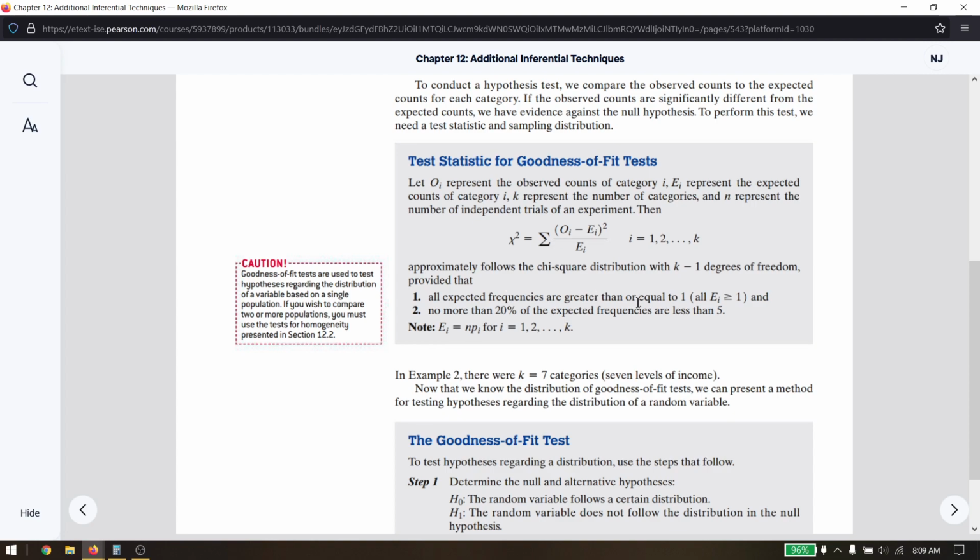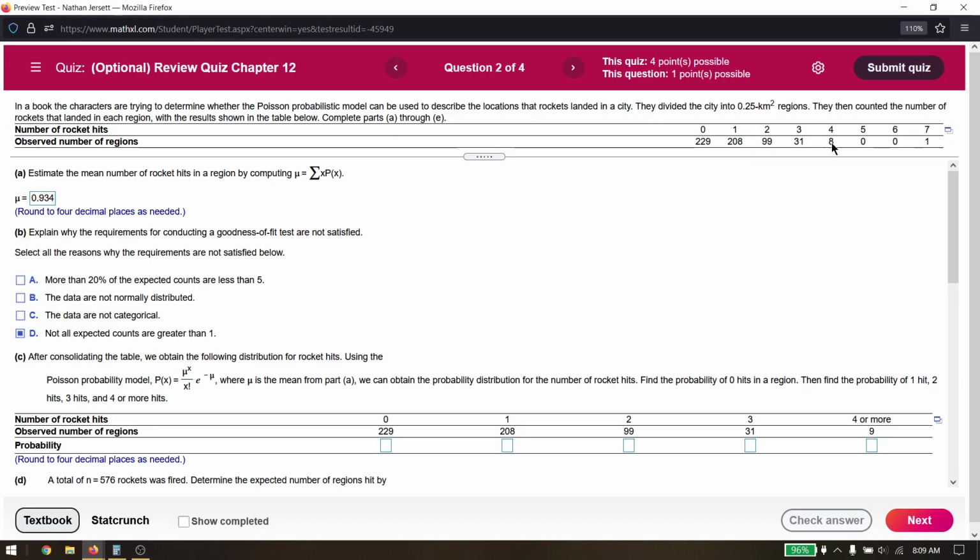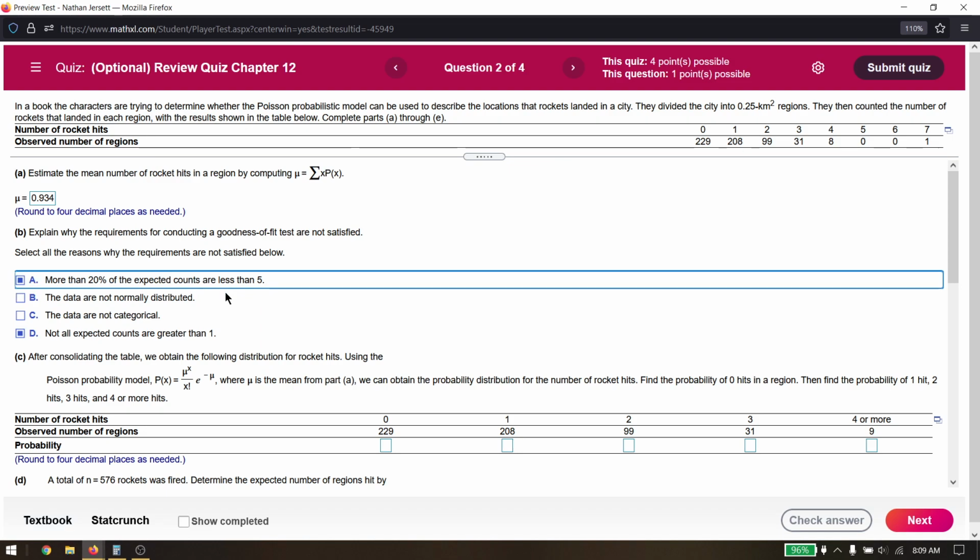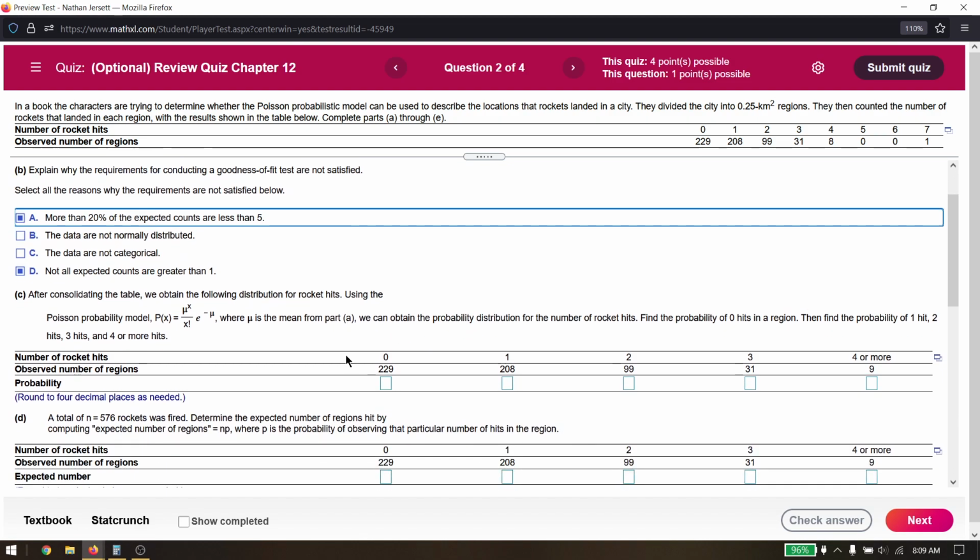All expected frequencies are greater than or equal to 1, which of course is not true. Oh, it says no more than 20% of the frequencies are less than 5. No more than 20% of the frequencies are less than 5. And here we have 1, 2, 3 frequencies that are less than 5 out of 8 total. 25% of 8 is 2. It's got to be less than 2. And this has 3. So definitely more than 20% of the expected counts are less than 5. So that also fails to meet. So both of them fail to meet.